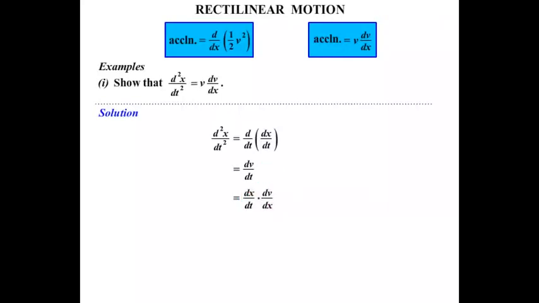All right, so what have we got? dx/dt, well, that's our regular velocity formula, isn't it? So v, and dv/dx, we'll write that down, and that is exactly what we were trying to show. We showed that the acceleration equals v dv/dx as required. Terrific.